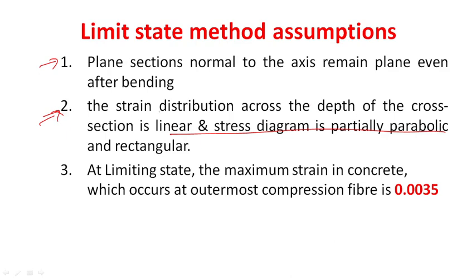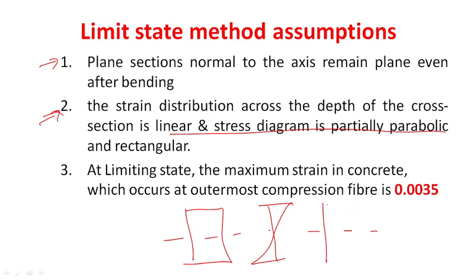And this one, the strain distribution across the depth of the cross section means, for example, this is the cross section of the beam. When we draw the strain diagram, it will appear like this, right? So the strain distribution across the depth of the cross section is linear. The stress diagram is partially parabolic, like this.